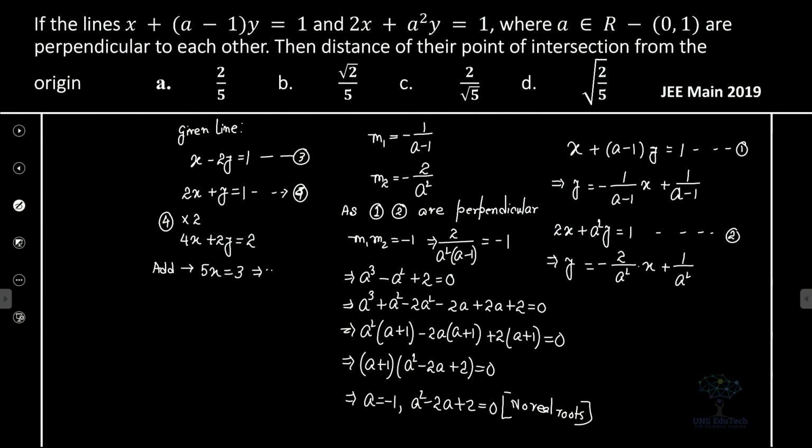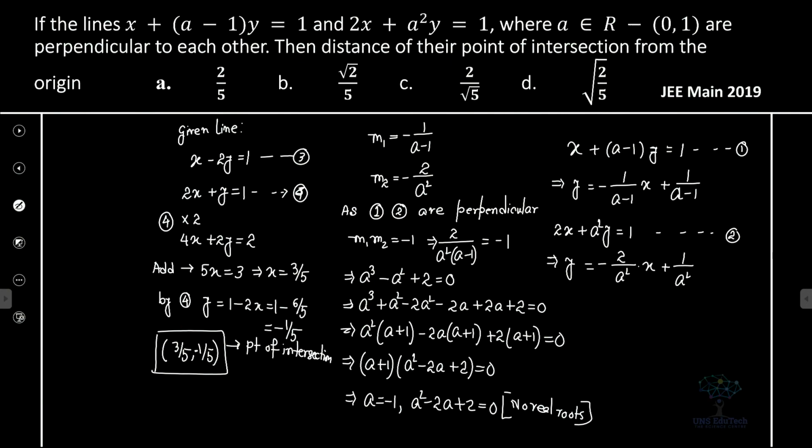That implies x is equal to 3 by 5. And if I try to calculate y, by equation 4, y is equal to 1 minus 2x. That implies 1 minus 6 by 5, which is minus 1 by 5. Therefore the point of intersection is (3 by 5, minus 1 by 5).